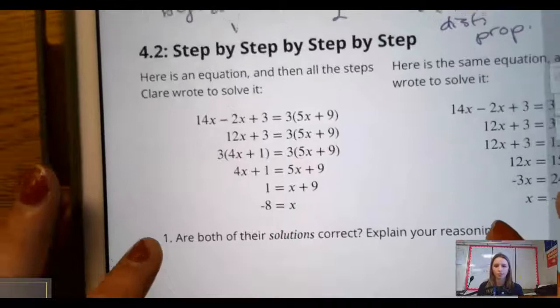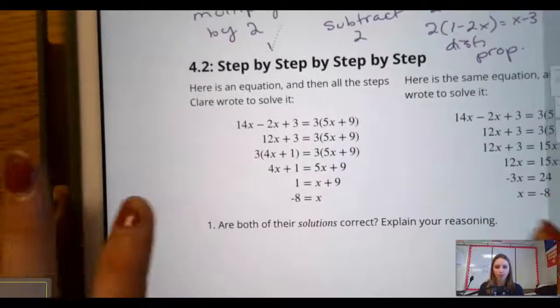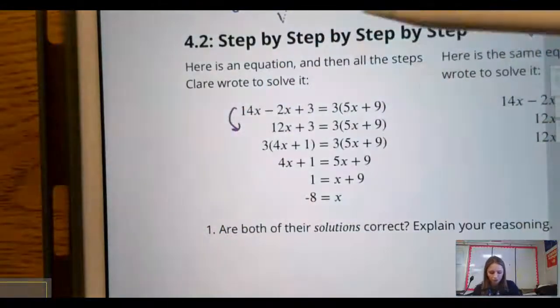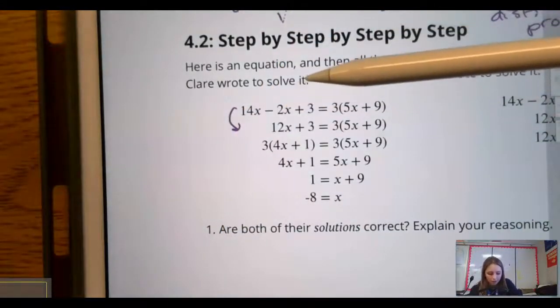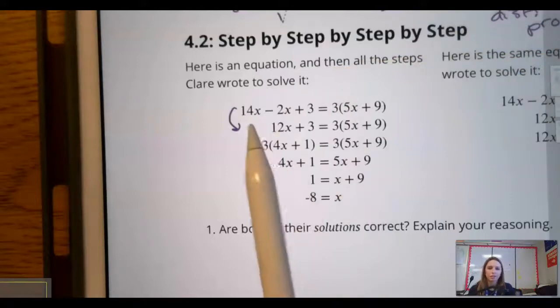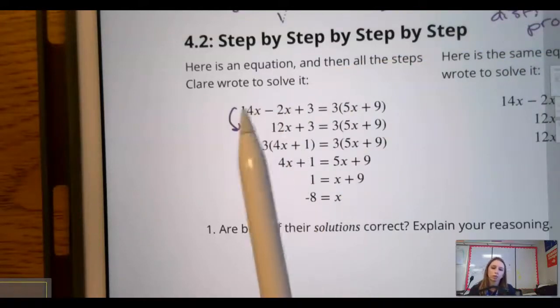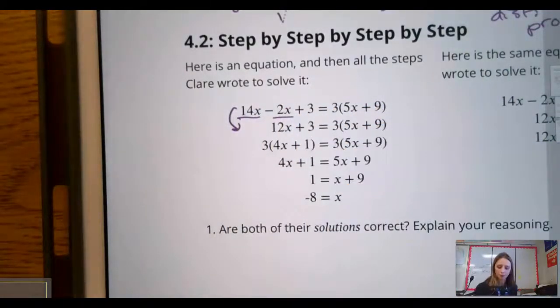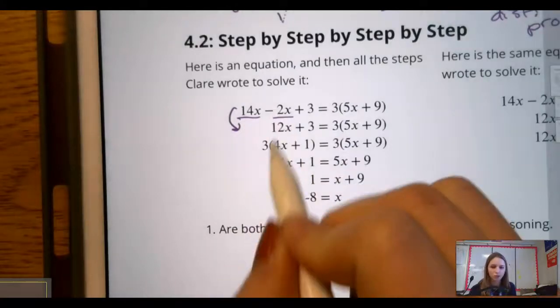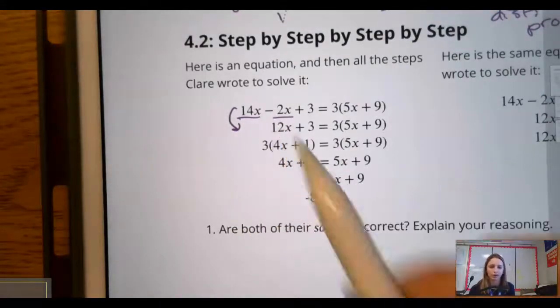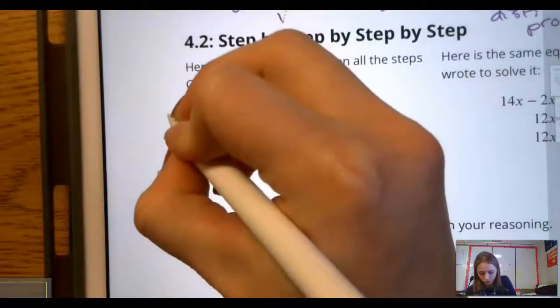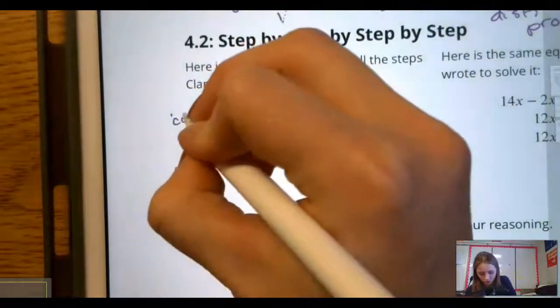So here we go. Let's look at Claire. So let's see her first step. So from here to here, I noticed that if I look on the left here, we have 14x minus 2x. Well, those are like terms because they both have an x connected to them. So 14 minus 2 gives us 12. And then we can't forget about the x that needs to stay there. So we're going to combine like terms.